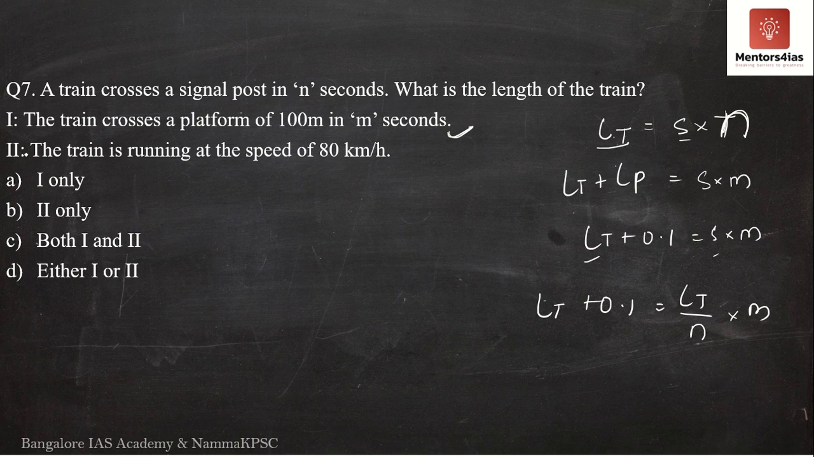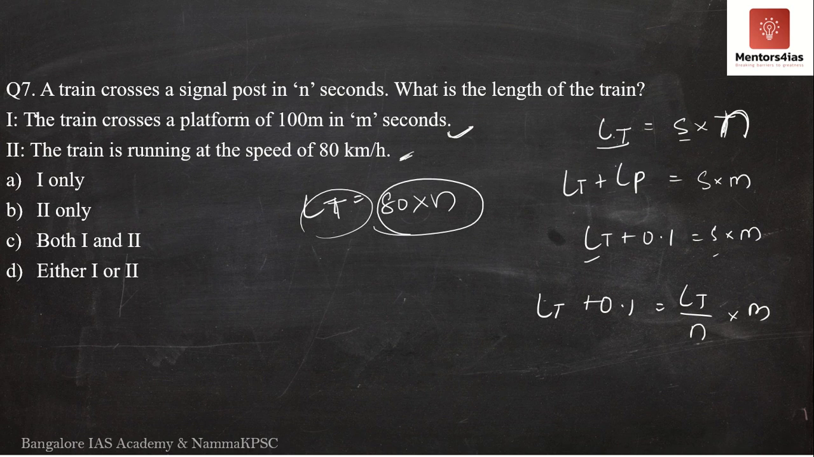Let me try the second statement over here. Is it possible for me to determine length of the train from the second statement? The second statement says the train is running at a speed of 80 kilometers per hour. Now it asks what is the length of the train? Therefore, length of the train is nothing but 80 kilometers per hour into the time taken, that is n. Is it possible for me to determine the length of the train? Of course, it is possible for me to determine the length of the train from the second statement as well.